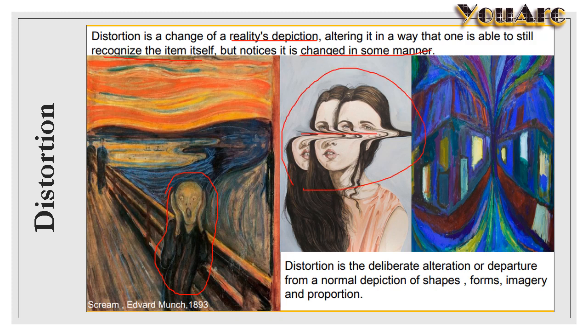Distortion is deliberate alteration or departure from normal depiction of shapes, forms, and proportions. There will be a normal depiction, but there will be some alteration that we can feel. That is called distortion.